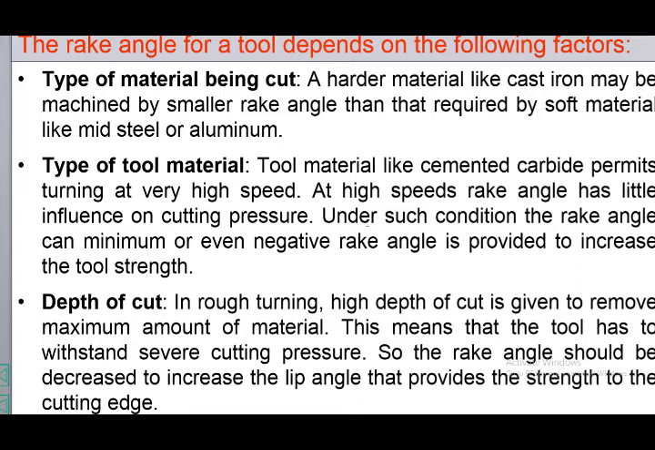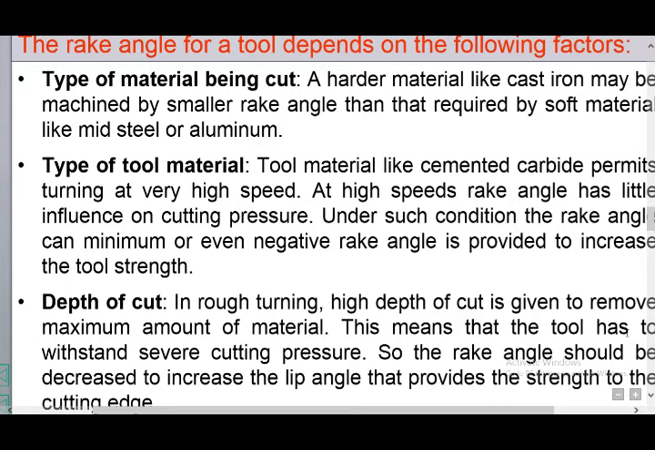Now the rake angles depend upon some factors. What are the factors? First, type of material being cut. A harder material like cast iron may be machined with a smaller rake angle than that required by soft materials like mild steel or aluminum. Type of material is a very important factor. Next, type of tool material.